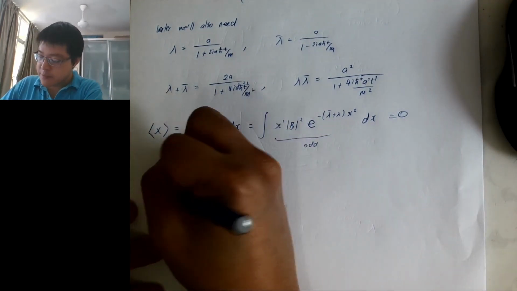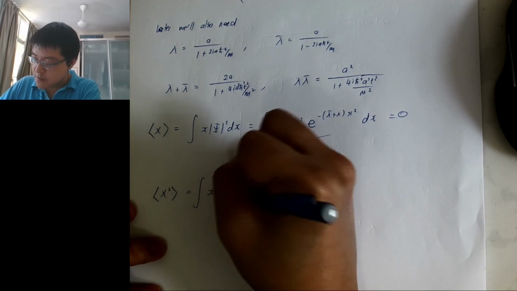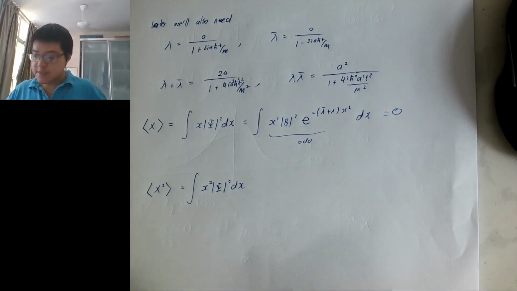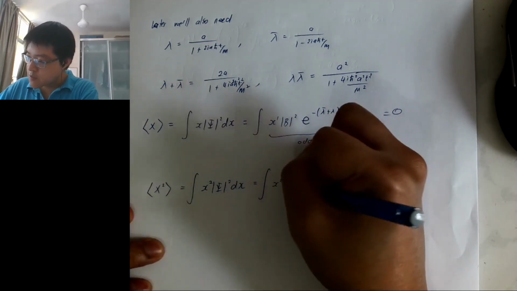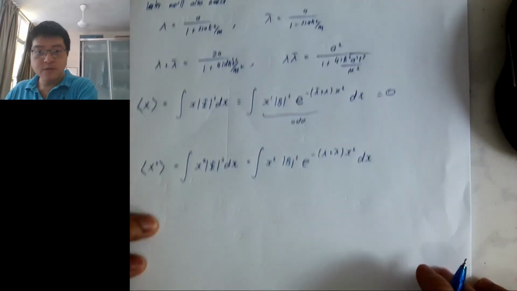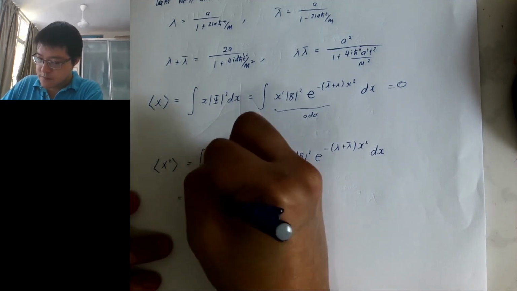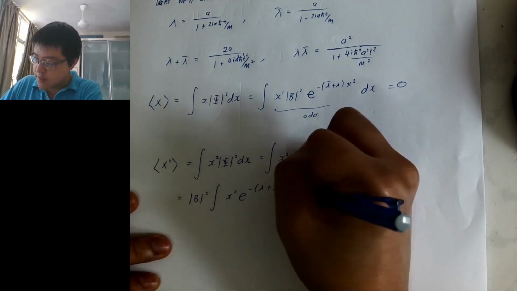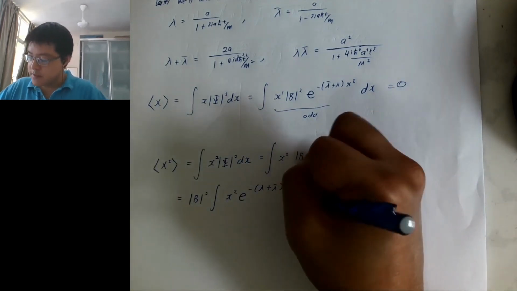What about the expectation of x squared? I need to perform this calculation. So this is the integral of x squared times mod psi squared, which is mod b squared e to the minus (lambda plus lambda bar) x squared, integrated with respect to dx. So I can take the b out, and then I integrate x squared e to the minus (lambda plus lambda bar) x squared with respect to dx.